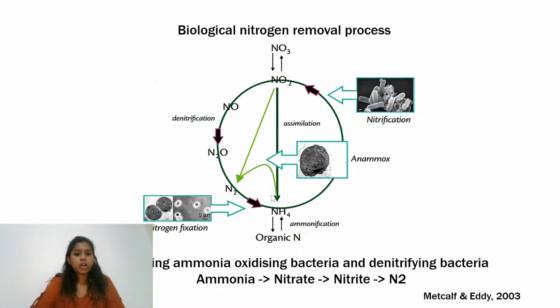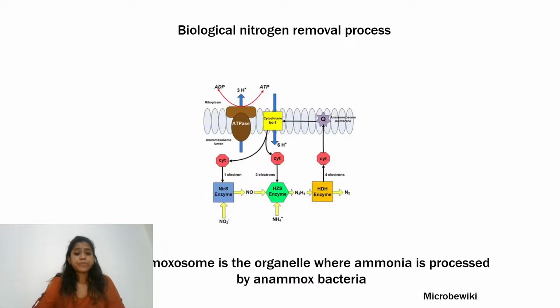So this is how the nitrification happens. The bacteria which can perform this oxidation of ammonia are called anammox bacteria. Anything that can take up ammonia, get it through the process of denitrification and convert it to nitrogen is called an anammox bacterium, and that is the most important component of this whole biological nitrogen removal process.